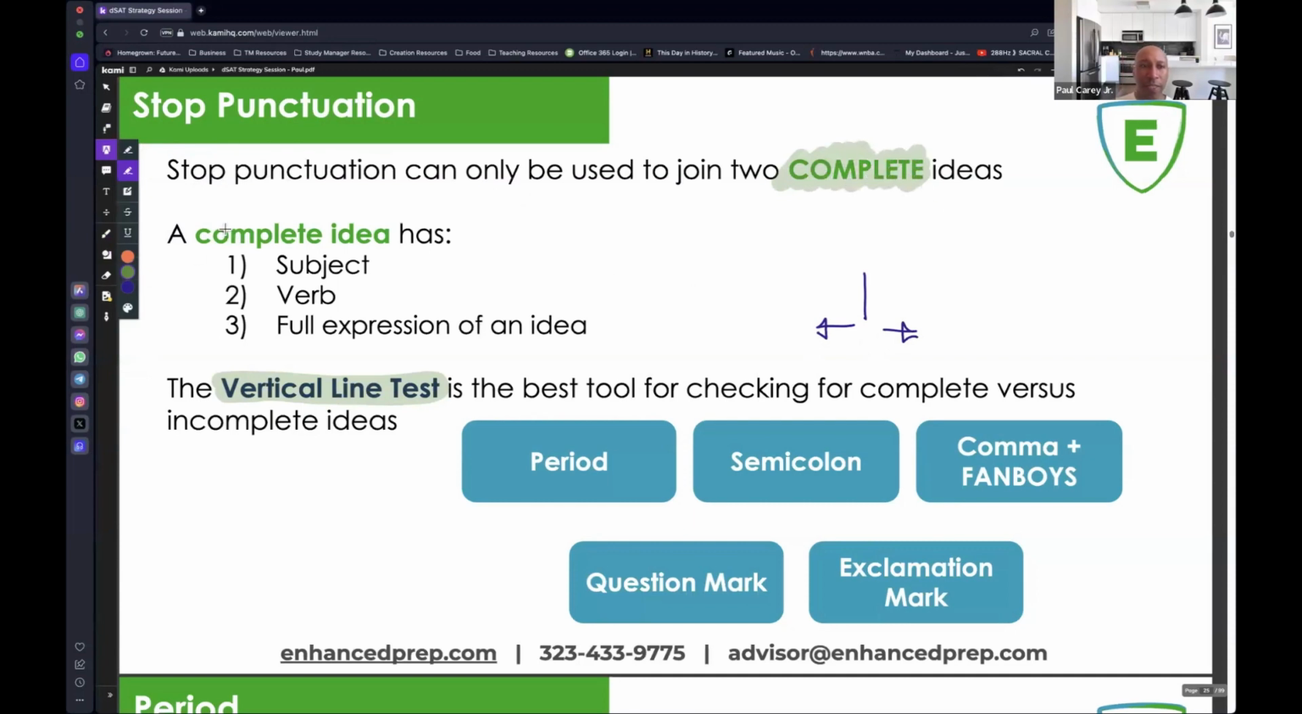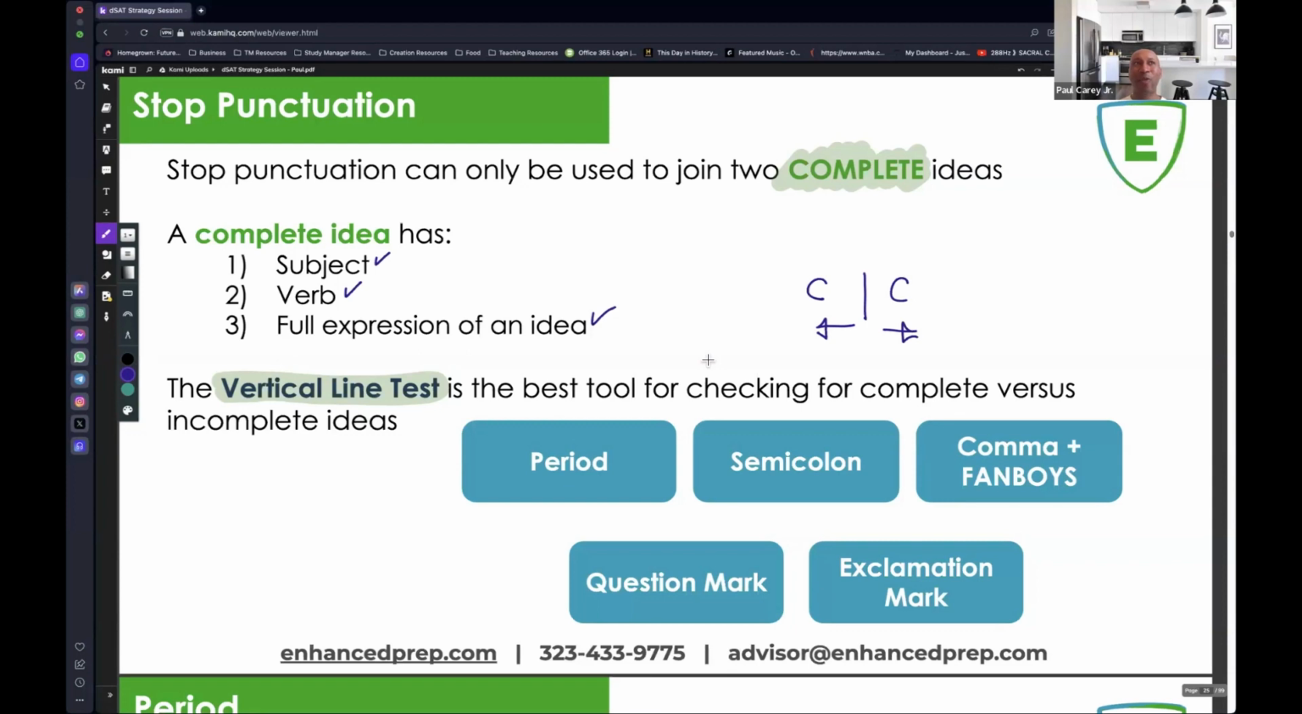Okay. So in this case, you need to have a complete idea on the left and on the right. Okay. What is a complete idea? It needs to have a subject, a verb, and a full expression of an idea. When you say that, what's a full expression of an idea? One thing that I think about is if someone was going to explain something to you and you felt like you needed additional information, right?